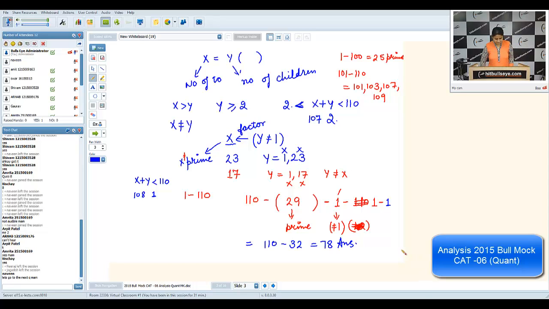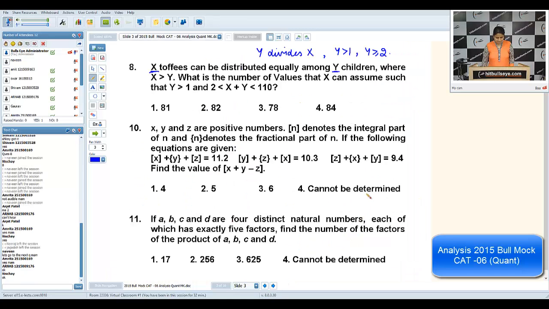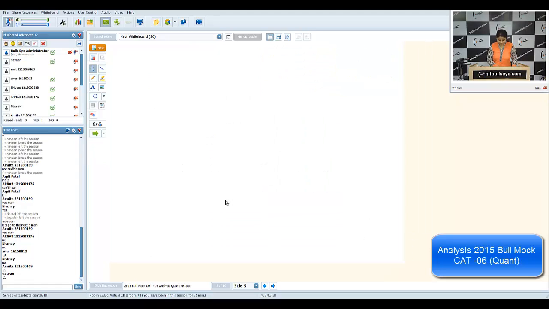Is it okay? Amrita and Nishchay? Okay. Now question number 10 or 11. Any problem? Okay, Swar. See. What are the conditions given?